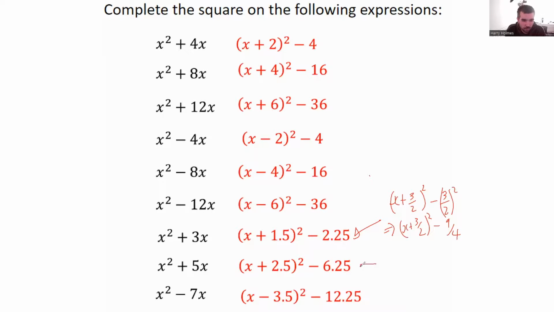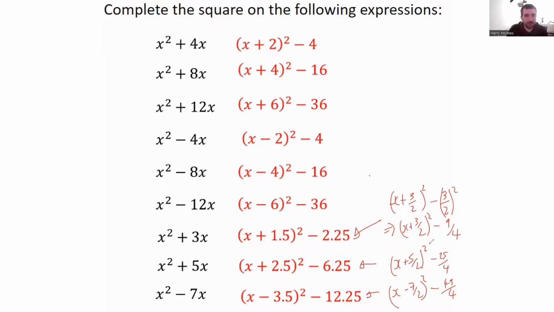Similar situation with this one. So we've got x plus 5 over 2 because it's half of 5. Take away 5 over 2 squared. 5 over 2 squared is 25 over 4. And then this one, the last question, x minus 7 over 2 squared, subtract 7 over 2 squared, which is 49 over 4. So if you want to give your answers as fractions, folks, and why wouldn't you? This is how you do it.